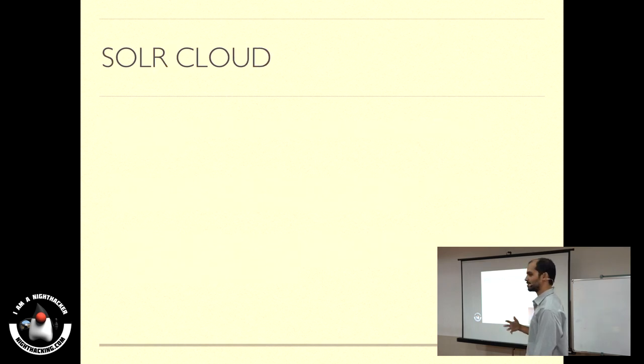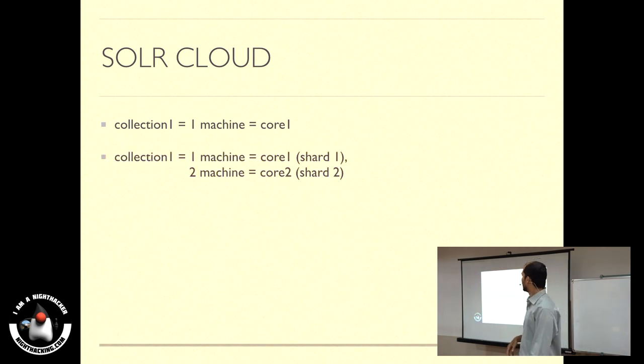I'm purposefully going faster, so probably we can discuss in detail later. When you first install, you have one collection. On one machine, you have one core, and within the core, you have the collection. Let's say you want to create one more core. Your data is becoming bigger, and a single index is becoming very huge. So you partition the index. You make two shards. They call it sharding. You can keep it on the same machine, or for performance reasons, you will move it to another machine. So you have two cores, all part of the same collection, but two shards. One half there, one half here.